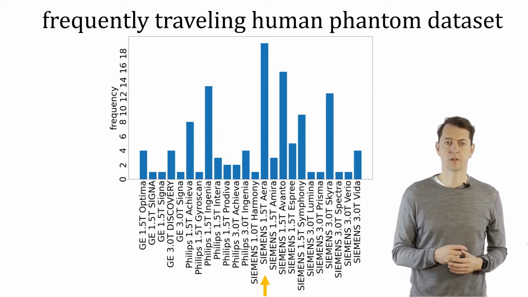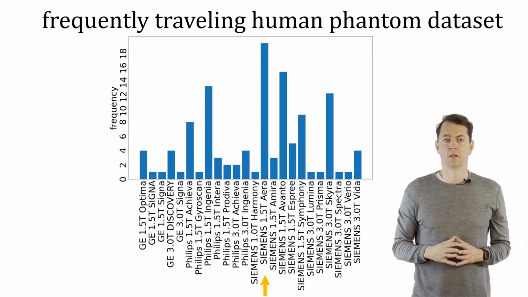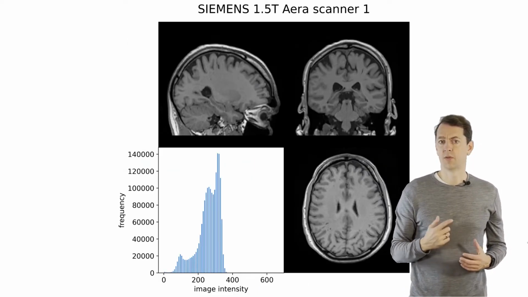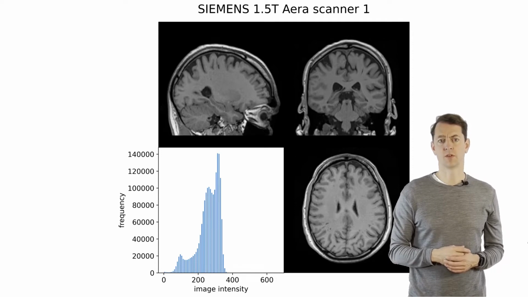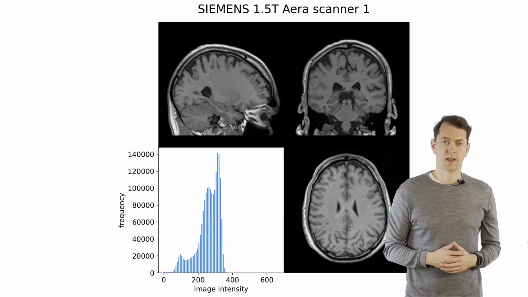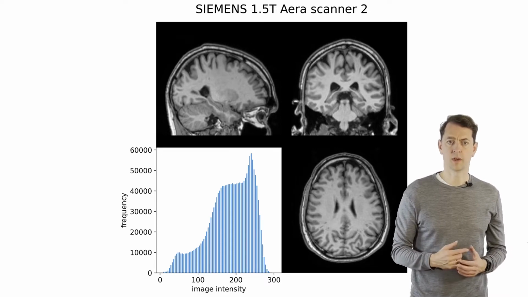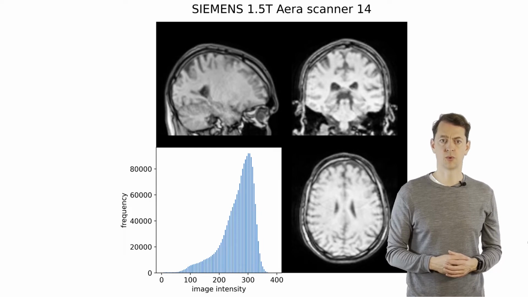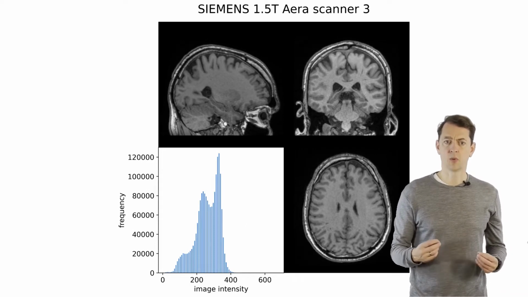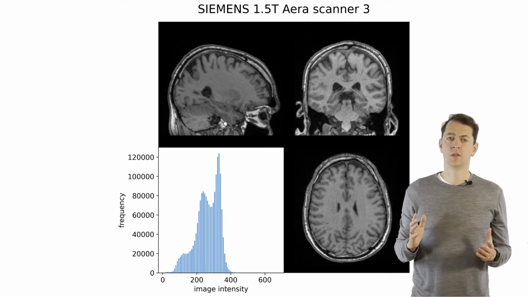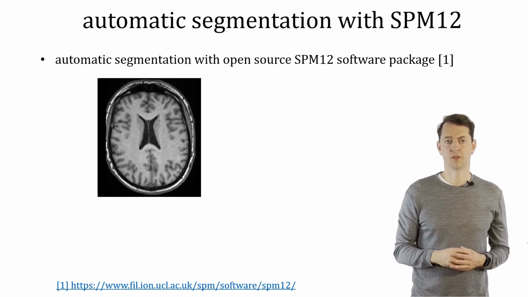We show you some example images of the 19 Siemens Aera scanners which are contained in the dataset. This is the first example of the Siemens Aera scanner. For each image we show 3 orthogonal views. In addition, a histogram over the image gray values is shown. Let's have a look at some other examples. As you can see, although these examples were acquired with the same scanner model using a similar acquisition protocol, the contrast between gray and white matter as well as the image quality can be quite different from scanner to scanner.